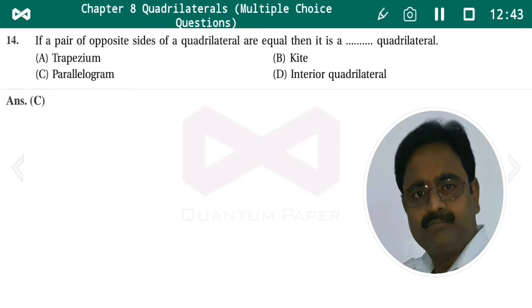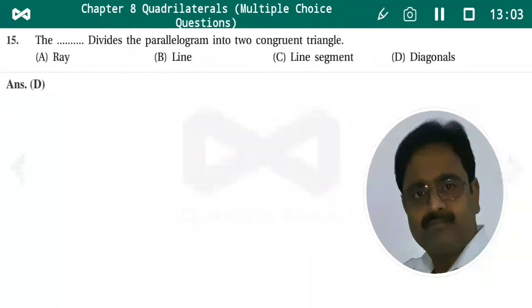Option A is trapezium, not possible. Option B kite, it is also not possible. Option C, in which both pairs of opposite sides are equal. Therefore our required answer is option number C, right friends? So move on to the next question. Question number 15.